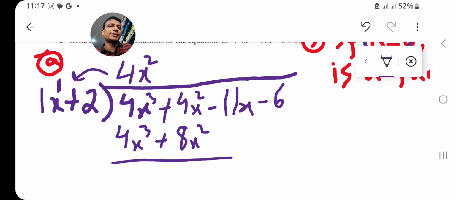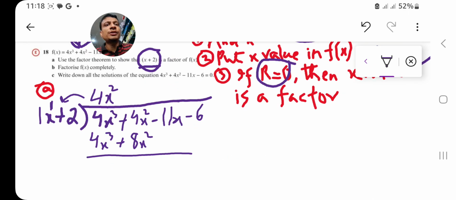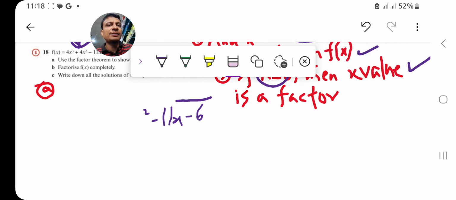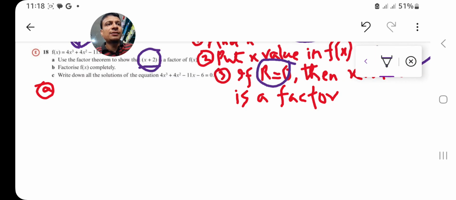Now we do subtraction. Sorry dear guys, basically we use this in long division. I am just rubbing it out. We are using the factor theorem, so we will place the value of x directly. There is no need for long division. It was by mistake.